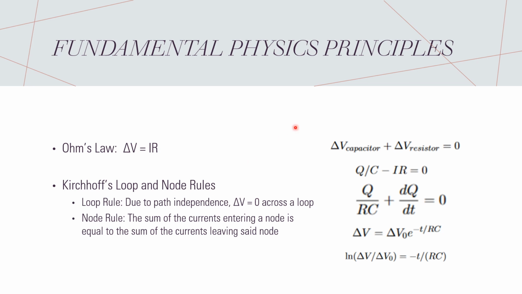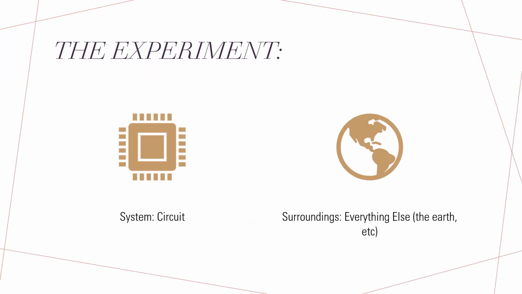Over here, we have some equations. So this starts off with a version of the loop rule, and then through taking some derivatives and some linearization, we find that the natural log of the change in voltage over the initial change in voltage of a discharging capacitor is equal to negative t, the time after the capacitor began discharging, divided by RC, and this is what we'll use to calculate our experimental RC value.